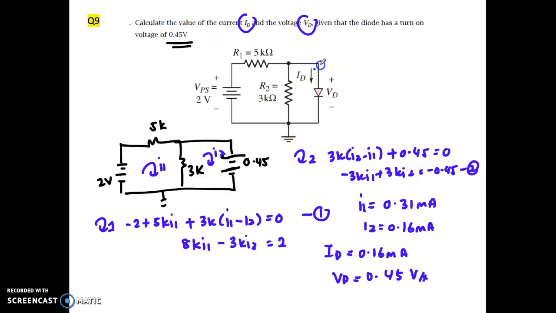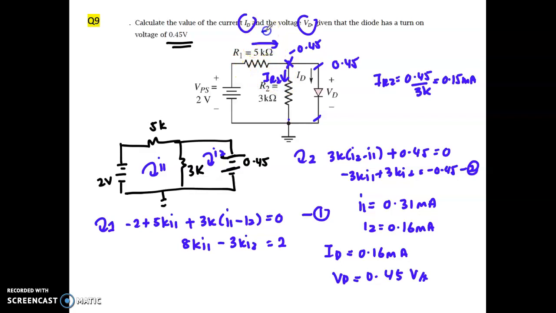There are many ways to solve this question. Another concept here is the voltage drop here is 0.45. Because this is parallel, right? The voltage drop here is also 0.45. How can you get the current across this resistor? The current across this resistor, IR2, equals 0.45 divided by 3K. So you can get 0.15 milliampere. This will be the current IR2.